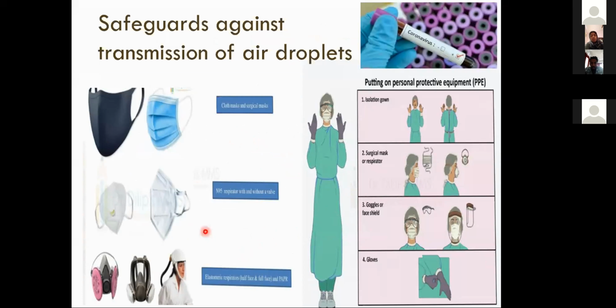N95 respirators are commonly used by high-risk individuals and healthcare workers, while a normal mask is used for regular protection. PPE stands for personal protective equipment. It includes gowns, surgical masks or respirators, goggles, and gloves. They are used by healthcare workers and people who are highly vulnerable to infection.